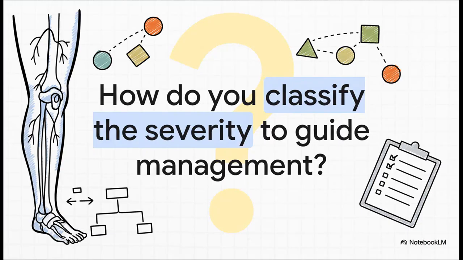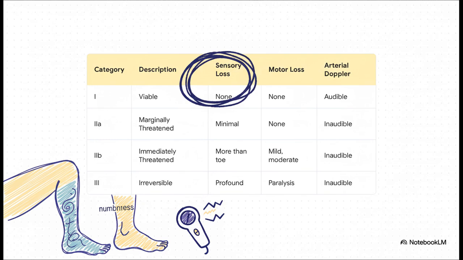All right, let's add some more detail to the picture. On your exam, you notice he has diminished sensation in his foot, and when you ask him to wiggle his toes, there's some mild weakness. How do you use that information to formally classify this condition and guide your next move? So with those specific findings, sensory loss plus some motor weakness, I would use the Rutherford classification. And based on this table, this patient fits perfectly into category 2B, immediately threatened.